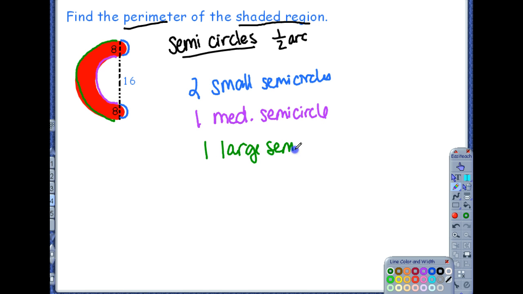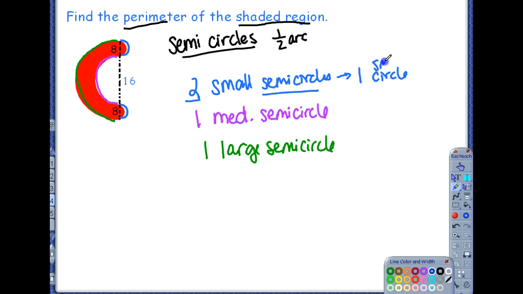So if I can find the lengths of all 4 of those semicircles, then I can add them together and get the whole perimeter. Now, one thing I want to point out: you said 2 small semicircles. What do two semicircles make? If they're both congruent semicircles, which they are, they're going to make a full circle. So really it's just one circle.